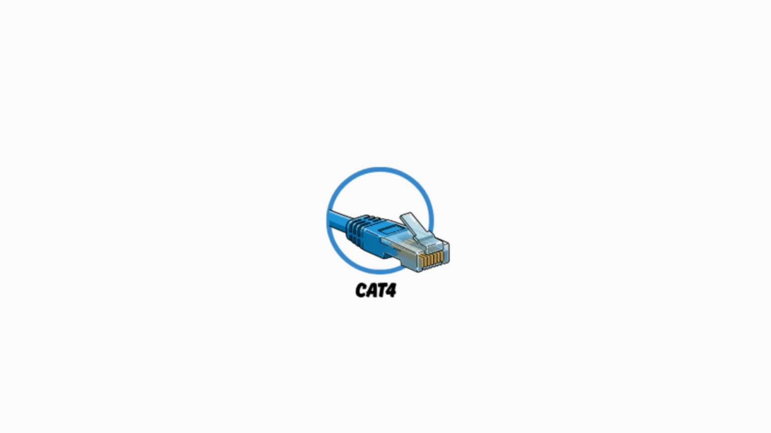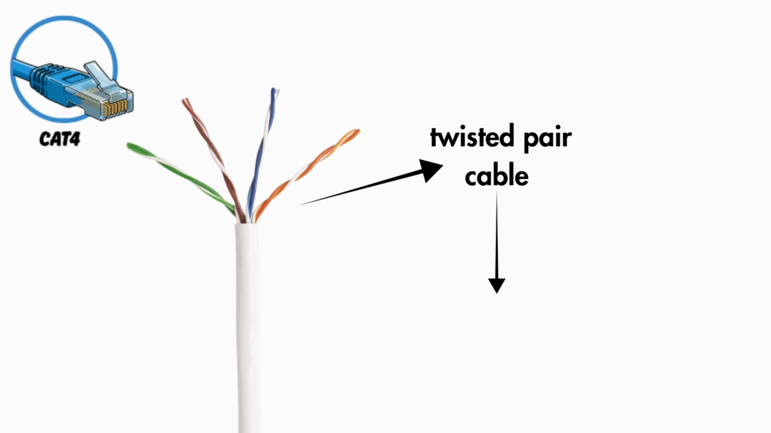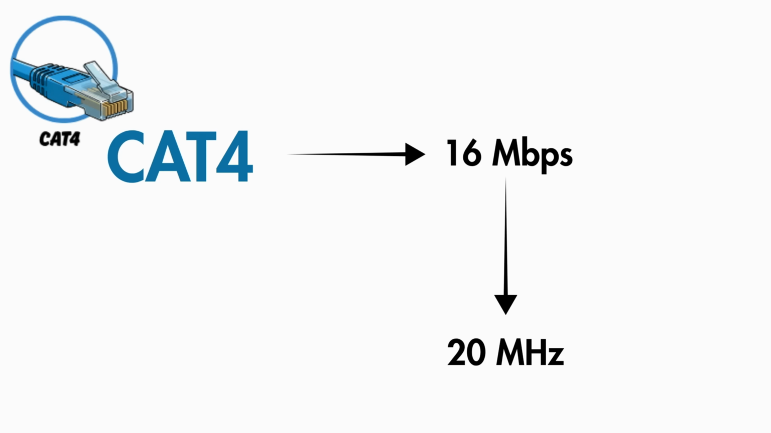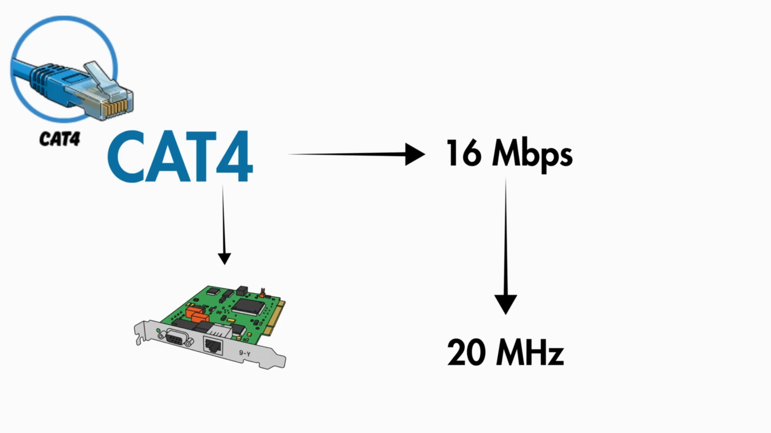Category 4, or CAT 4, was an old twisted pair cable used in early computer networks. It supported speeds up to 16 megabits at 20 megahertz, which was good enough for older systems like Token Ring and some basic Ethernet setups.